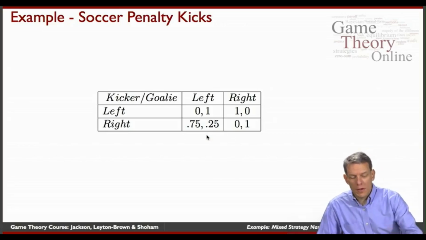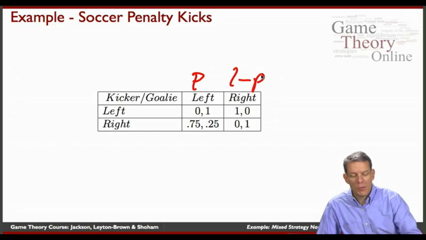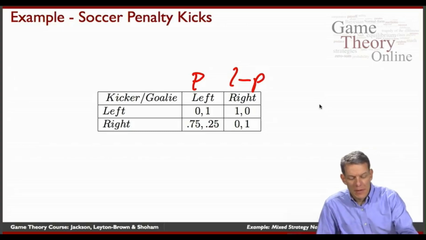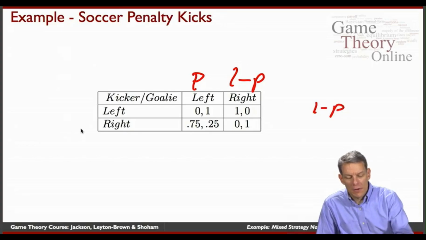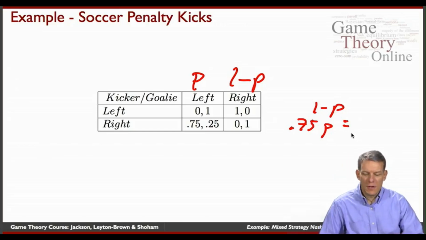So let's first of all try and keep the kicker indifferent. So let's think of the goalie going left with probability p, right with probability 1 minus p. For the kicker to be indifferent, what has to be true? Well, what's their payoff if they go left? Their payoff to going left is just 1 times (1 minus p). Their payoff to going right is 0.75 times p. These two things have to be equal in order to have the kicker be indifferent.